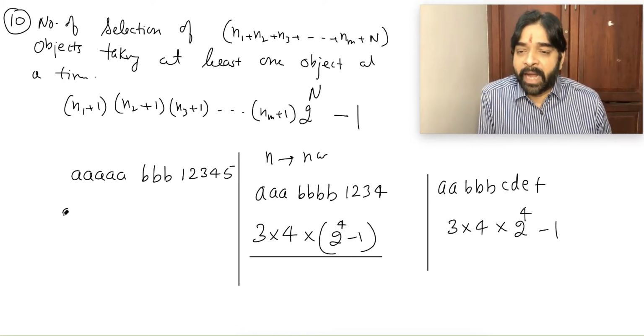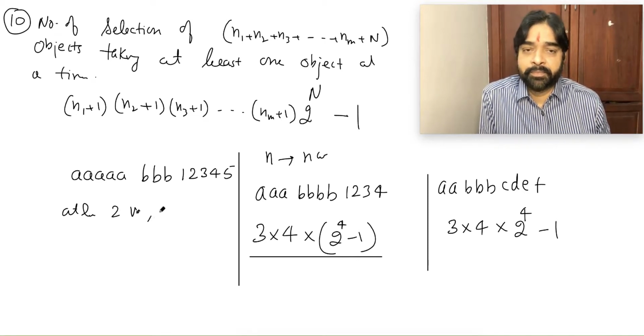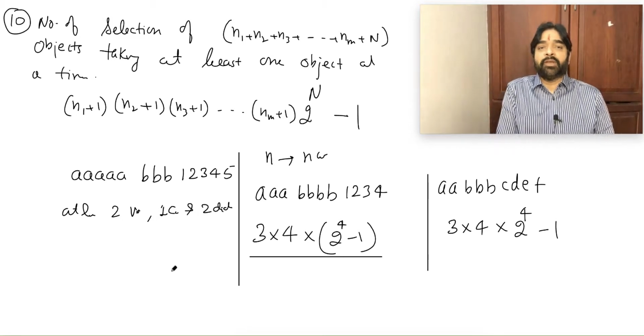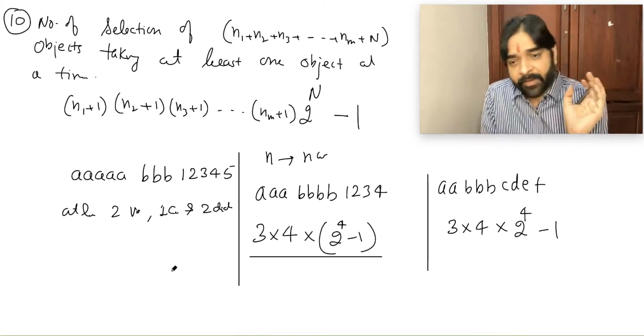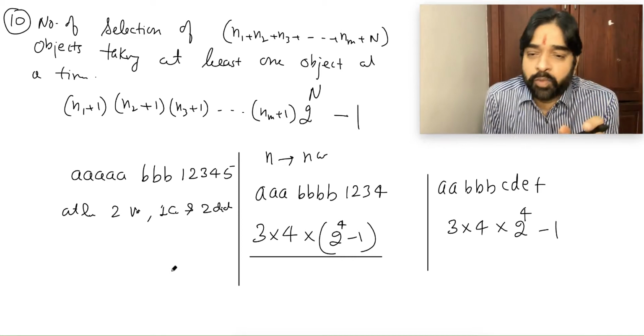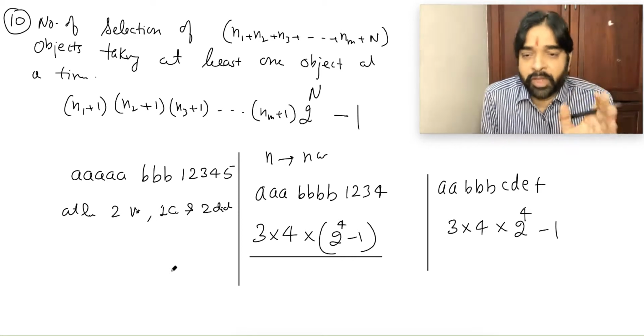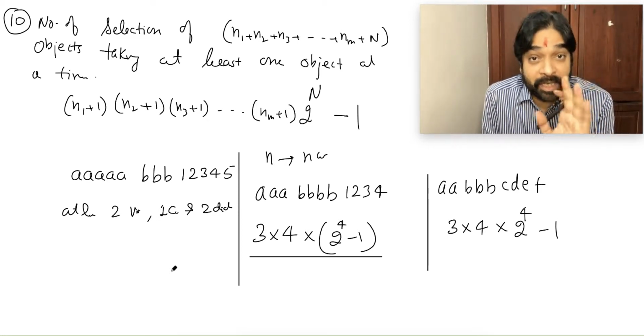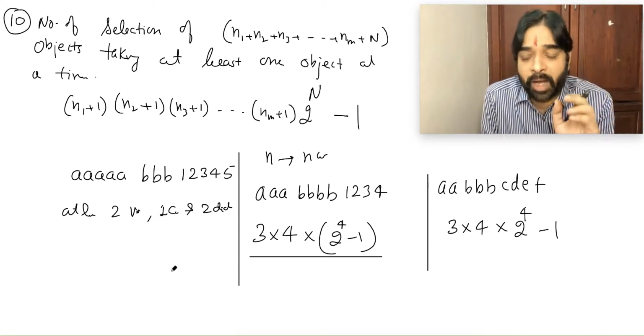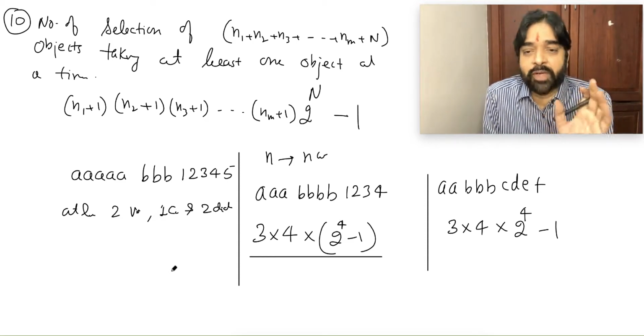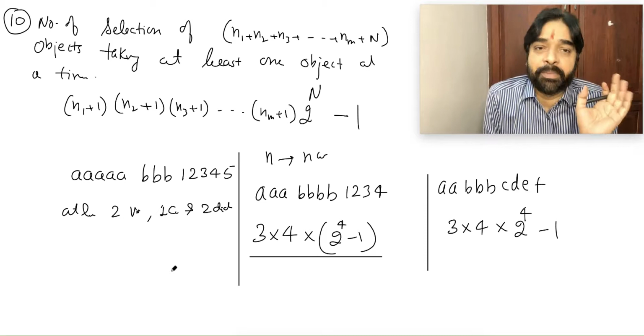There must be at least 2 vowels, 1 consonant, and 2 digits. In how many ways can you do the selection? In every selection there is at least 2 vowels, at least 1 consonant, not exactly 1 consonant, and at least 2 digits must be there.